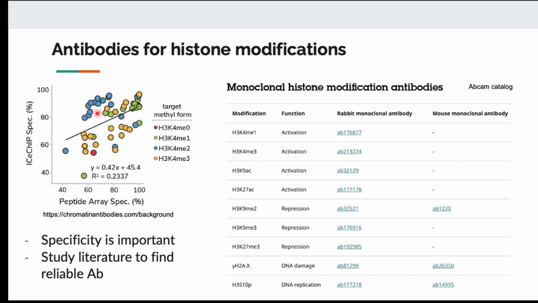But sometimes if you buy an antibody from some company, people have found that the specificity of this antibody might not be reproducible. So you have to do a lot of literature review to pick which antibody to use, because that will affect the entire experiment.